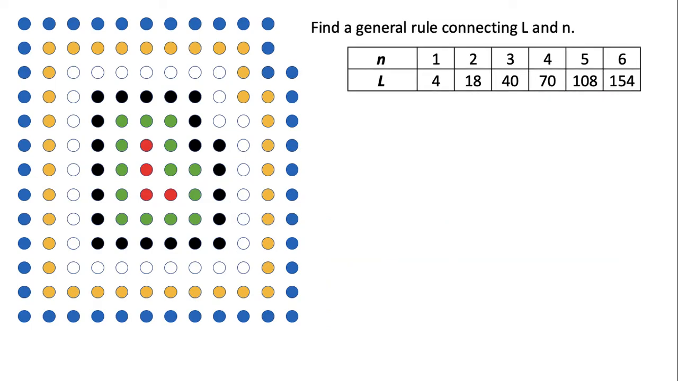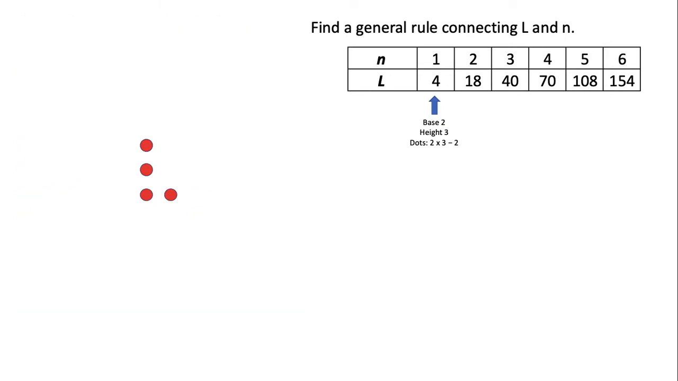Okay, so that's words, and now find a general rule connecting L and N. So looking at that pattern, it might not be immediately obvious what the rule is, and you kind of need to break down the geometry of it. So the first one, it's like a rectangle, but it's just got a couple of dots missing, and the base of that rectangle is 2, and the height of that rectangle is 3. So it's 2 times 3, but then minus 2 missing dots. So the base is 2, the height is 3, the number of dots is 2 times 3, minus 2 missing.